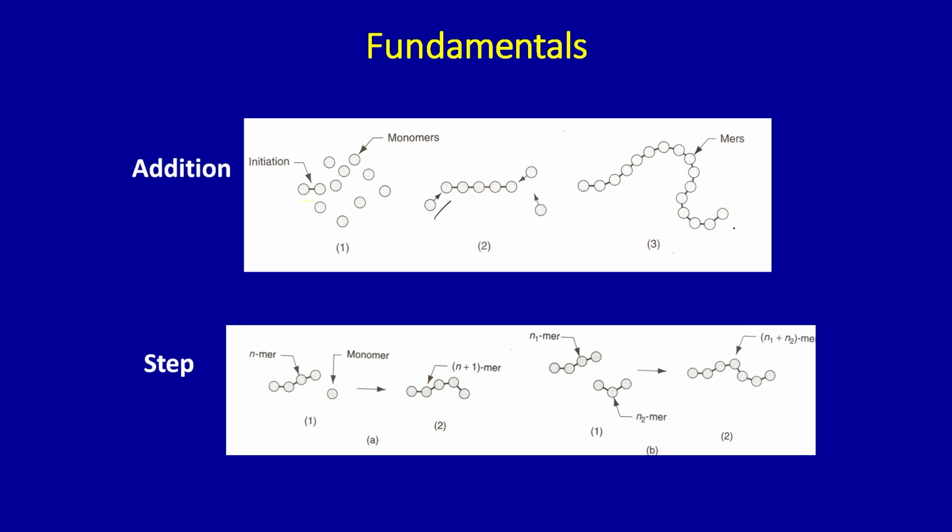In step polymerization, you have an n-mer, you add one and get an n plus 1 mer, then you add another one, you become an n plus 2 mer, and like that. You can also have two different kinds of mer, one is one molecule, the other is another molecule, they can also join and form n1 plus n2 mers. So, that is the step polymerization. It is basically formed by steps, very easy to understand, and not like the addition of one mer at a time. That is the difference between these two.